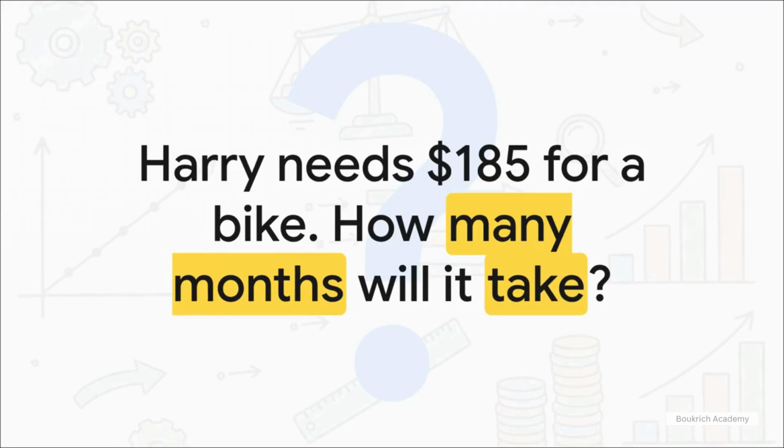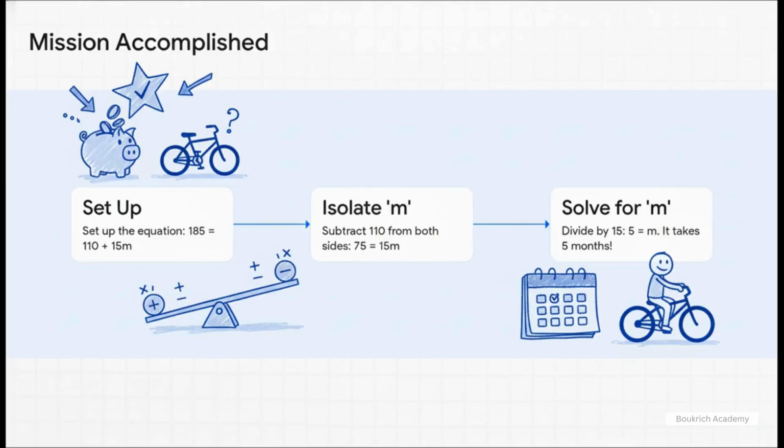And here is the mission objective. Harry wants to buy a bike that costs $185. So the question is, can we use our code to figure out exactly how many months it's going to take him? This should feel pretty familiar. It's time to solve in reverse.